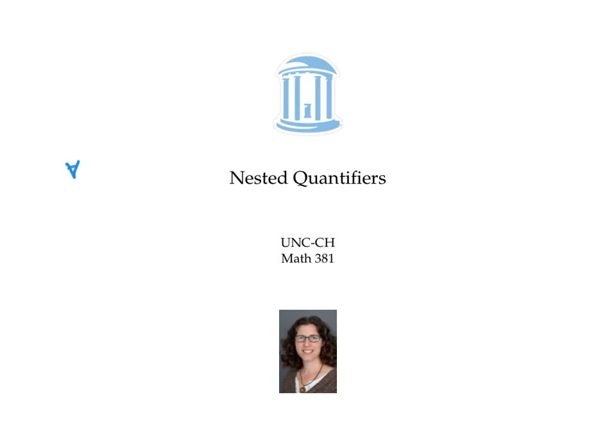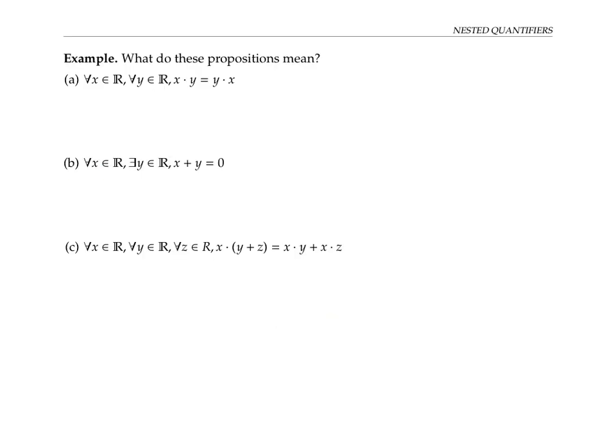Propositions can get more complicated when we start nesting quantifiers, that is, using several of them in succession. This video gives some examples. Take a moment to think about what these propositions mean. The symbol R means real numbers.